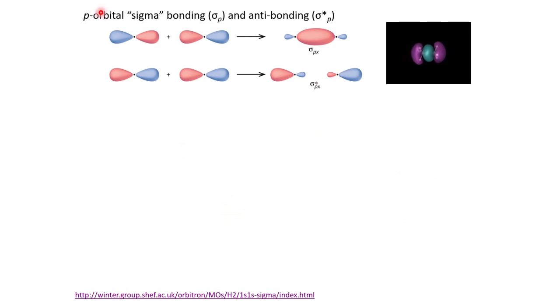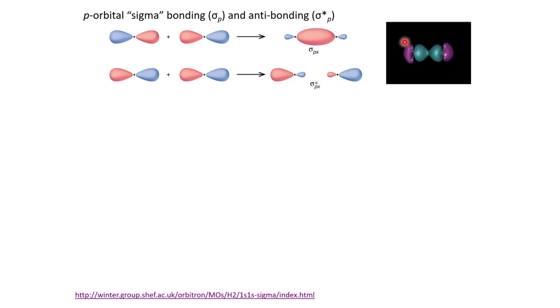So let's look at the sigma bonding and the anti-bonding for our p orbital. This is a little illustration. If you go to this website here, it's really interesting. You can see all of these bonds forming, and they have the entire series that you would want to see: the 1s, 2s, 2p, 3s, 3p, all of that. They have all of these sigma and pi bonds, so you can see what they look like.